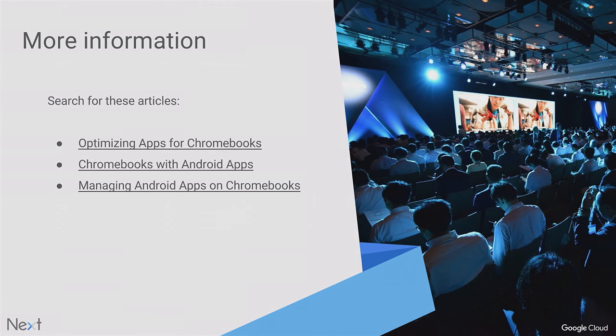These are some of the resources which are available for you to explore more. Optimizing apps for Chromebooks, Chromebooks with Android applications. This tells which Chrome devices will be getting the Android applications or the Google Play Store, which ones already have it. And then also articles on how you manage Android applications on Chromebooks. If you search, these will pretty much be the top articles which are going to pop up. So feel free to look for these and get more information.